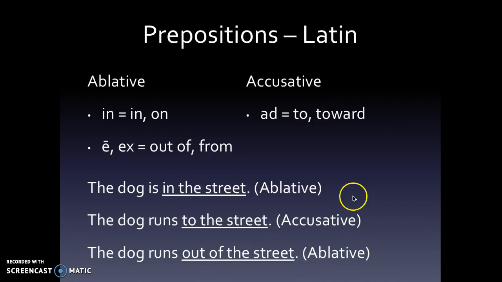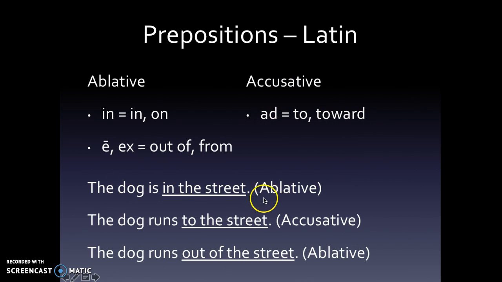All right, prepositions. We've got one more preposition. Quick review though first. So for our ablatives, we have in. In takes the ablative. It's translated as in or on. E or ex mean out of or from, also takes the ablative. And then we have only still one for the accusative. Ad means to or toward.